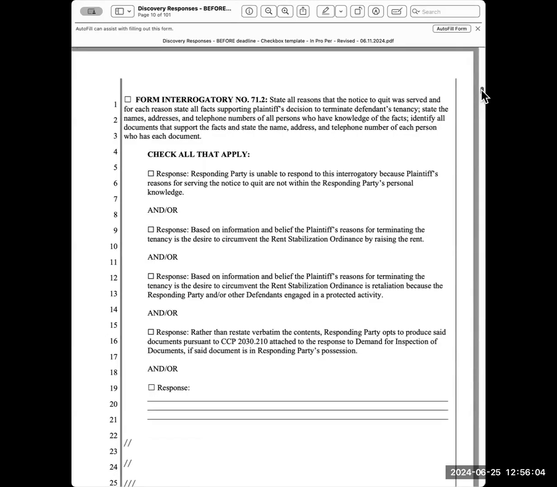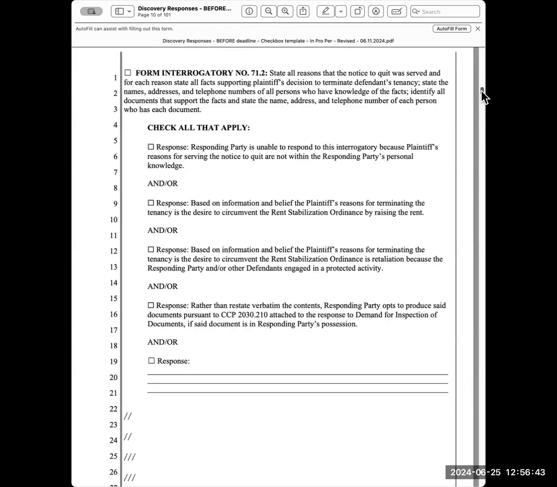Form Interrogatory 71.2 is asking, state all the reasons the notice to quit was served, and for each reason, state all the facts supporting plaintiff's decision to terminate defendant's tenancy. State the names, addresses, and telephone numbers of all persons who have knowledge of the facts. Identify all documents that support the facts and state the names, address, and telephone numbers of each person who has each document. Now, this is a tricky question because it's typically a question that's asked of the landlord, but you might also be able to respond based on information you have received.